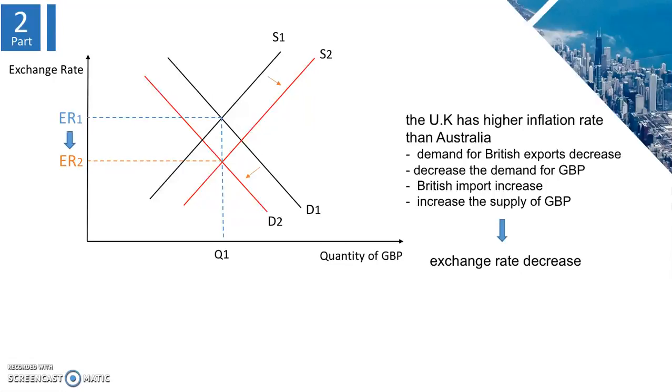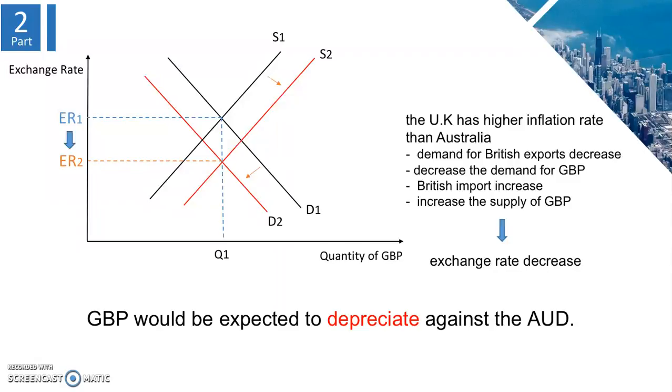Also, for domestic people and firms, it might be cheaper to import goods and services from Australia. British imports will rise, which increases the supply of GBP. Supply curve shifts to the right. As a result, the exchange rate falls. The GBP would be expected to depreciate against the AUD.